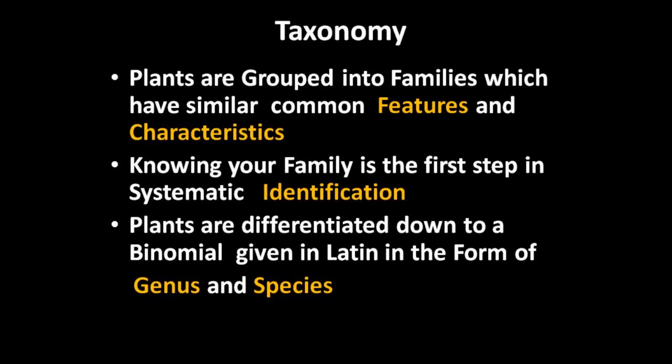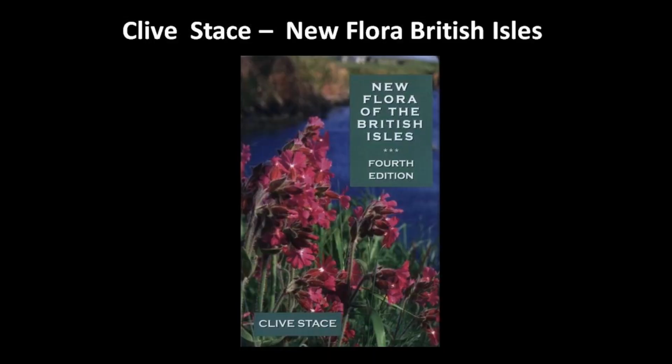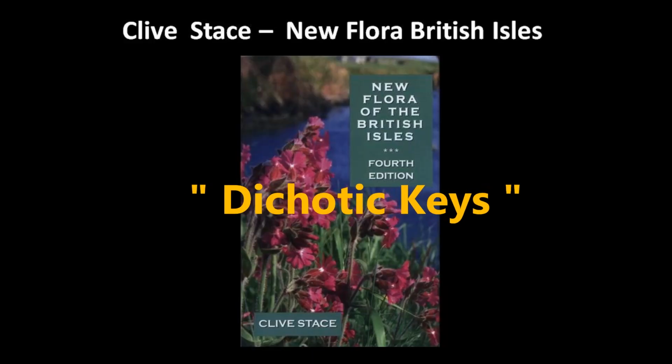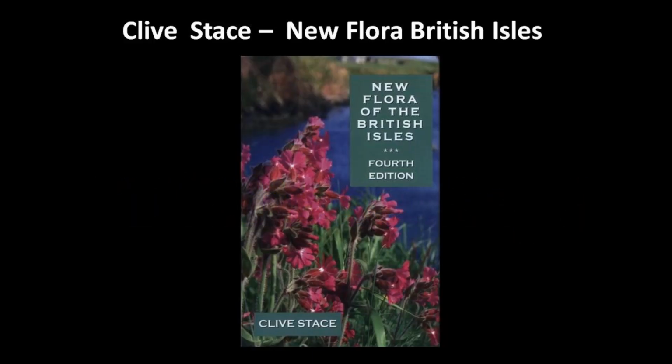So it follows, knowing your plant families is the first step in systematic identification, where plants can be differentiated down to a binomial given in the Latin form of genus and species, i.e. 2 parts. There are of course times when the features and characteristics of plants are so similar we need to drill down using dichotomous keys, which we find in expert volumes such as Clive Stace, The Flora of the British Isles. And we'll be dealing with dichotomous keys in more advanced episodes.